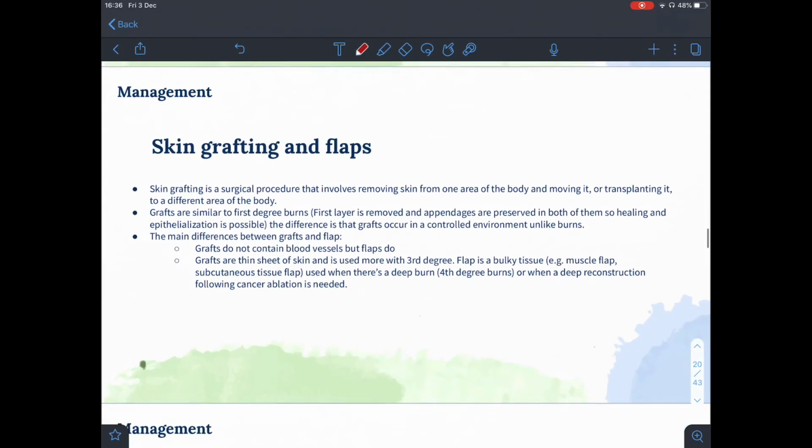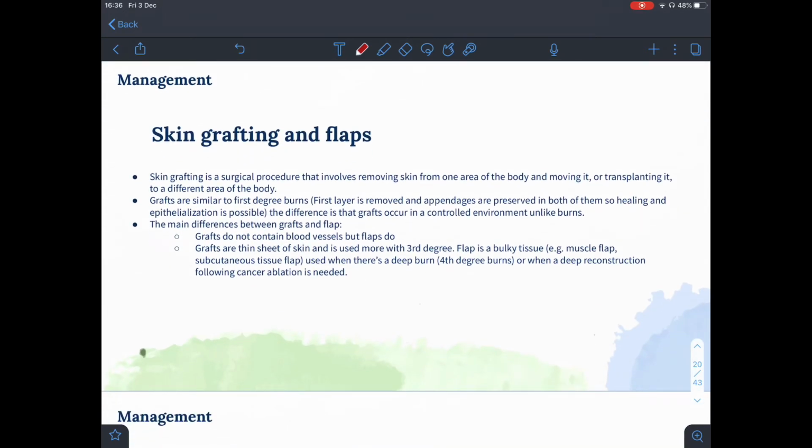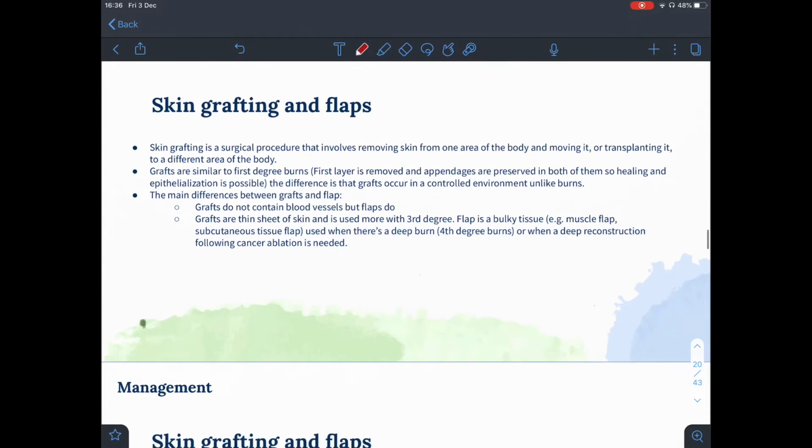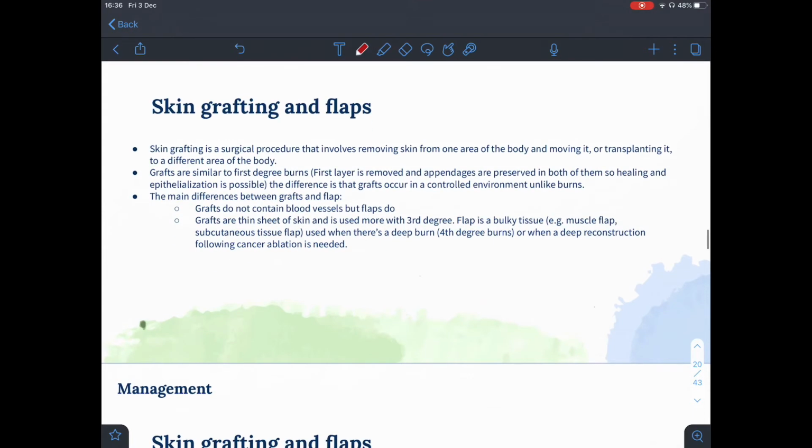Okay. Then skin grafting and flaps. Skin grafting is a surgical procedure that involves removing skin from one area of the body and transplanting it to a different area. Grafts are similar to first degree burns. Only the first layer is removed and the appendages are preserved, so the site heals and re-epithelializes the same way.